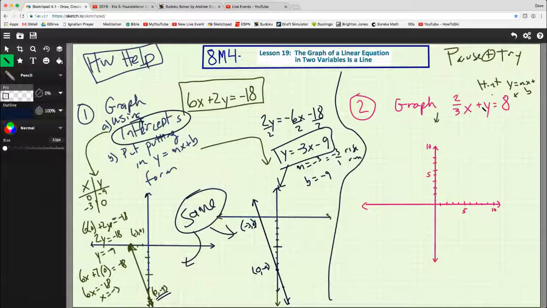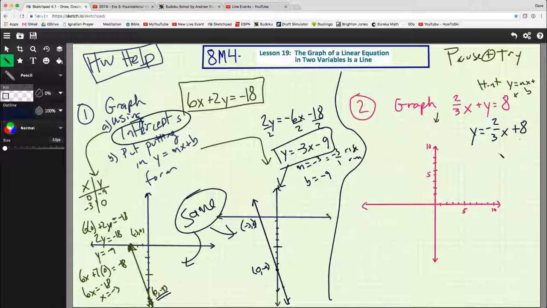Now on this next one, we don't want to be messing with graphing and using intercepts because we have fractions and stuff. So let's just use our y equals mx plus b form to solve this one, and we'll go y equals negative 2/3 x plus 8. If you want to graph this using intercepts, you can, but you're going to end up dealing with some interesting fraction work, and I just would choose not to do that.